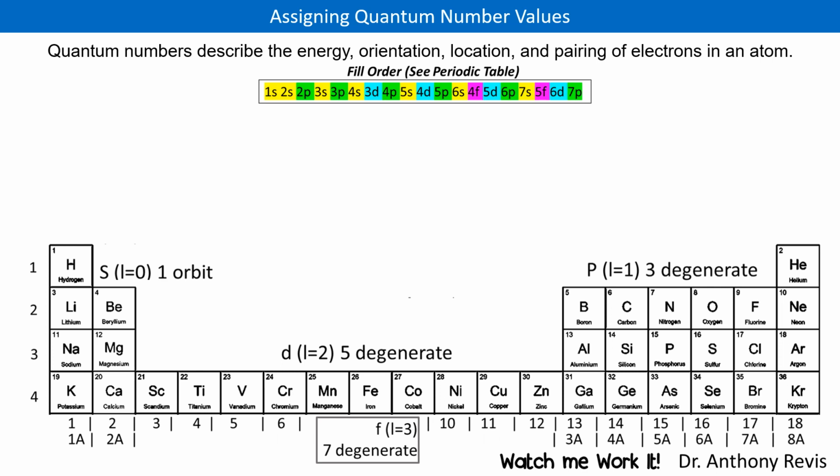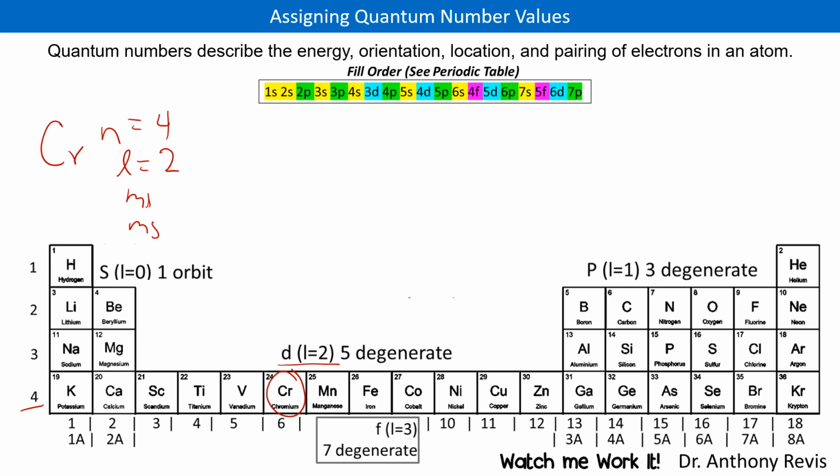Ready? So now let's take chromium. We can do chromium here, and we know that chromium is located on the fourth period. So that's n equals 4. l is in the d, so l equals 2. Now we'll do our ML and our MS. You can almost do this in your head by now, I'm sure. But we're going to write it all out.